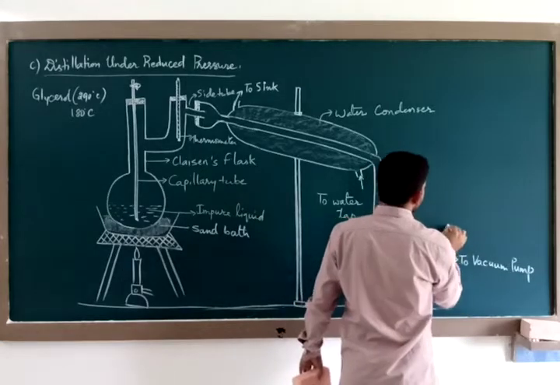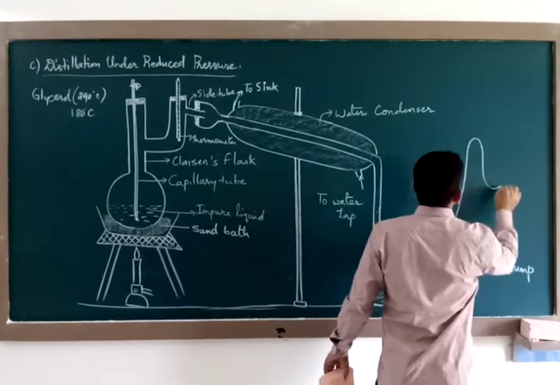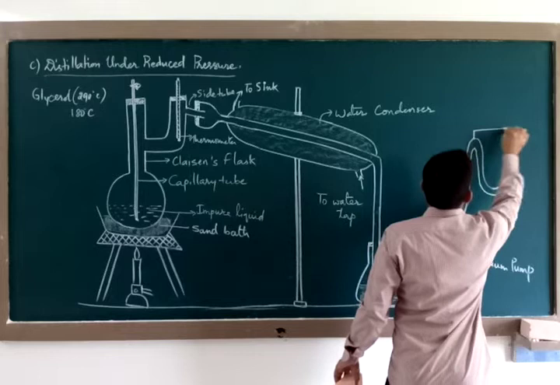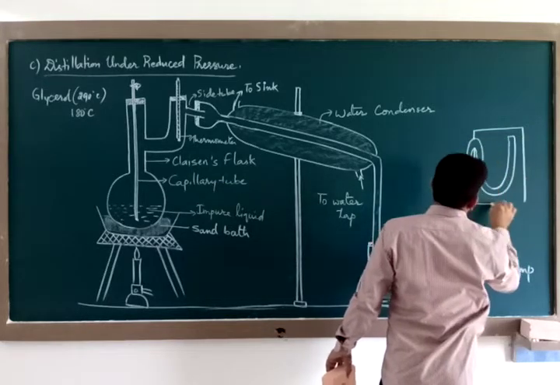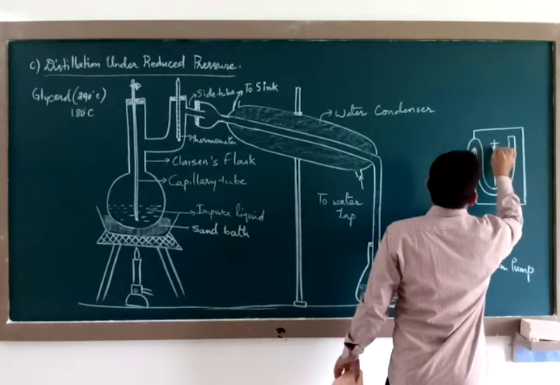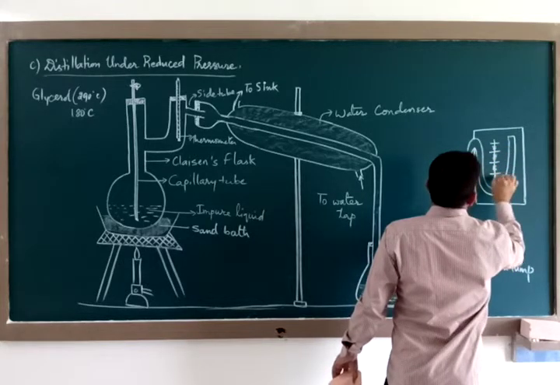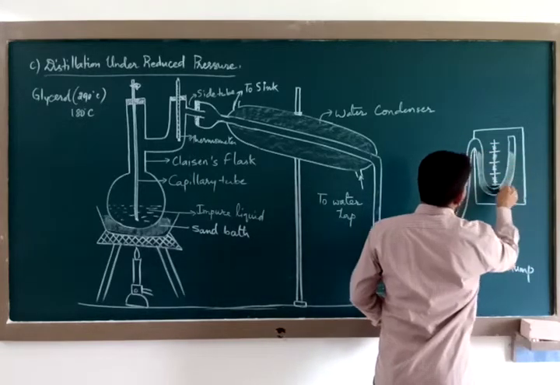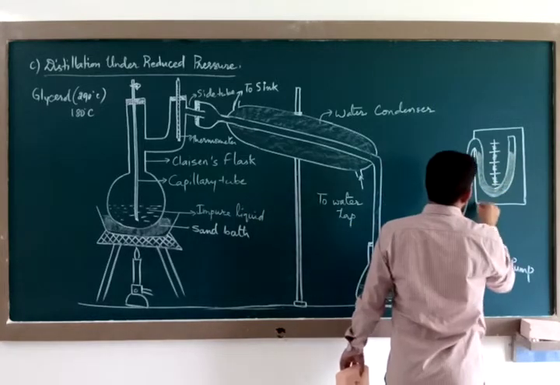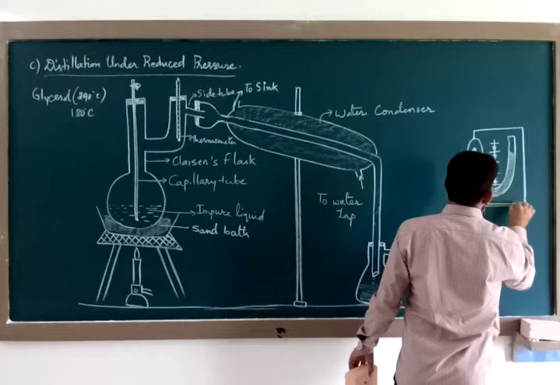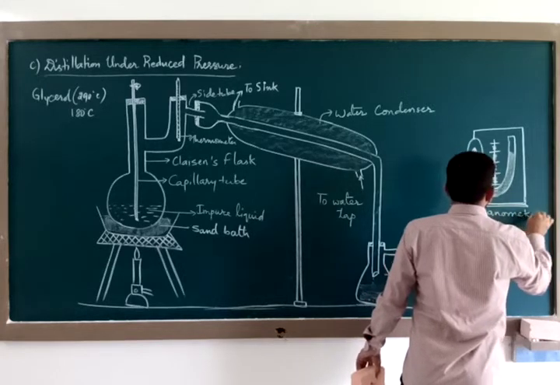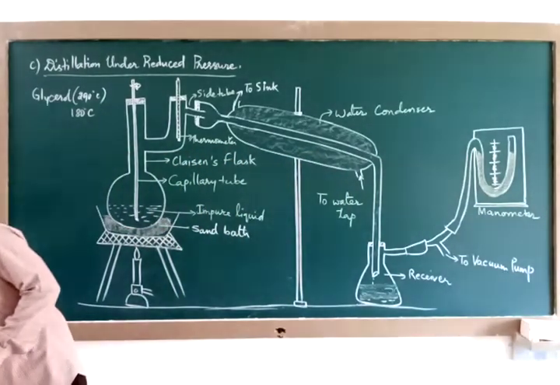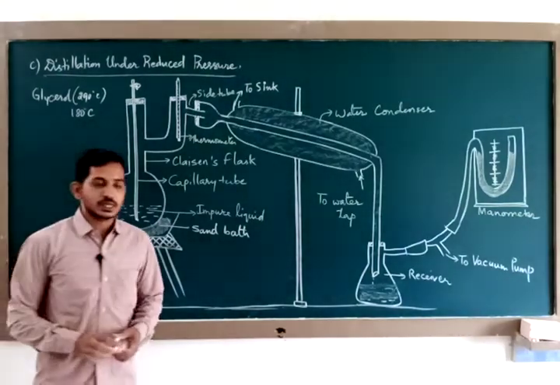and the vacuum pump is then connected to an apparatus called a manometer. What is a manometer? Does anyone have any idea what a manometer is? A manometer is any apparatus that is used to check the pressure. So this is a manometer. If this experimental setup is understood, then we can explain what distillation under reduced pressure is.